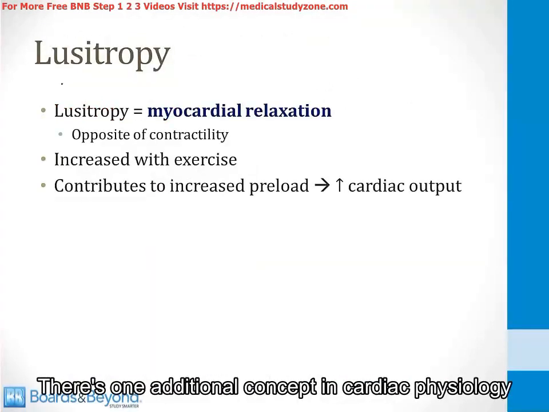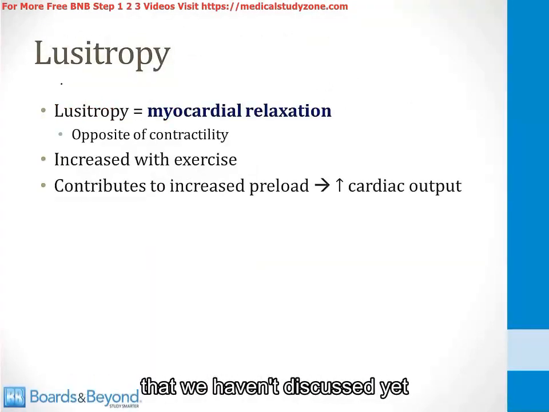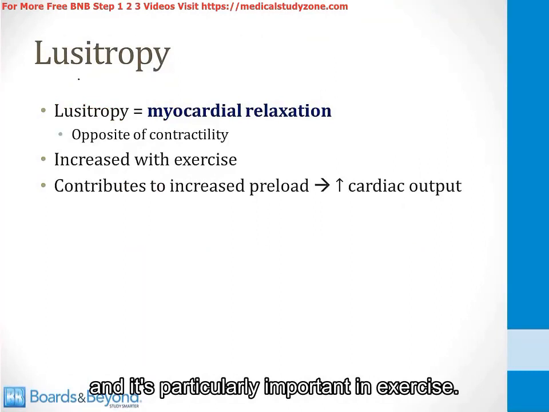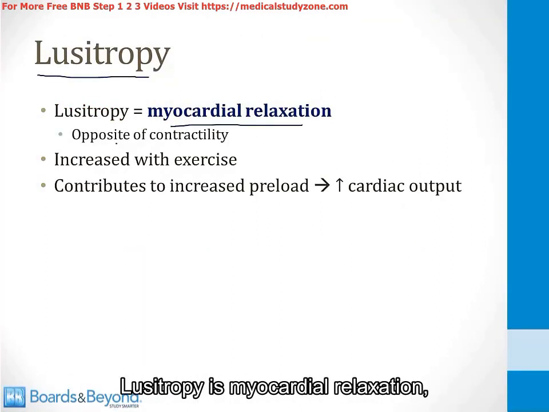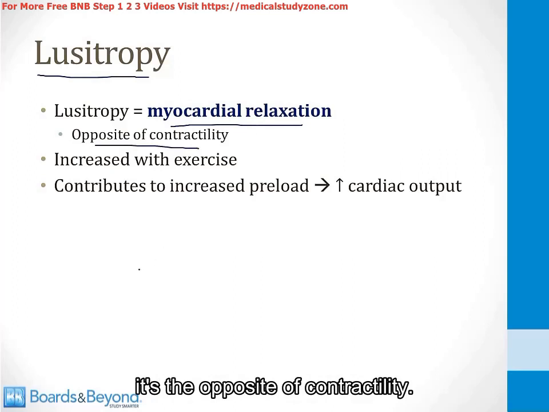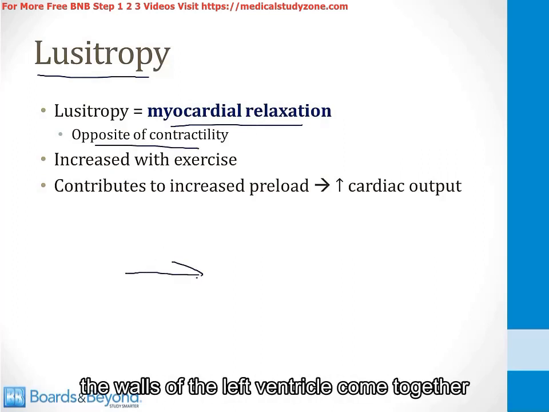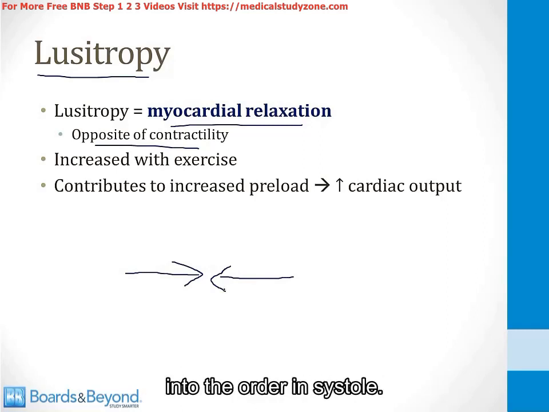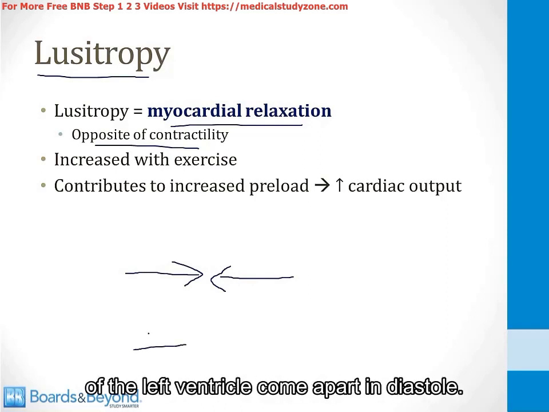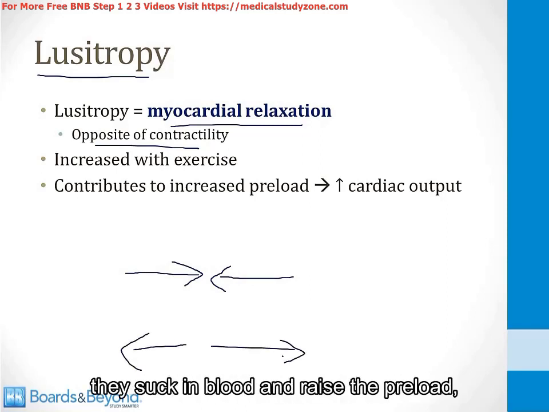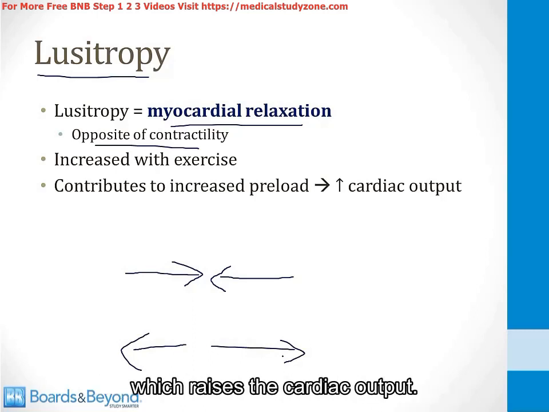There's one additional concept in cardiac physiology that we haven't discussed yet, and it's particularly important in exercise, and that's the concept of lusitropy. Lusitropy is myocardial relaxation. It's the opposite of contractility. Contractility is how vigorously the walls of the left ventricle come together to push blood out of the ventricle into the aorta in systole. Lusitropy is how vigorously the walls of the left ventricle come apart in diastole. When they come apart, they suck in blood and raise the preload, which raises the cardiac output.